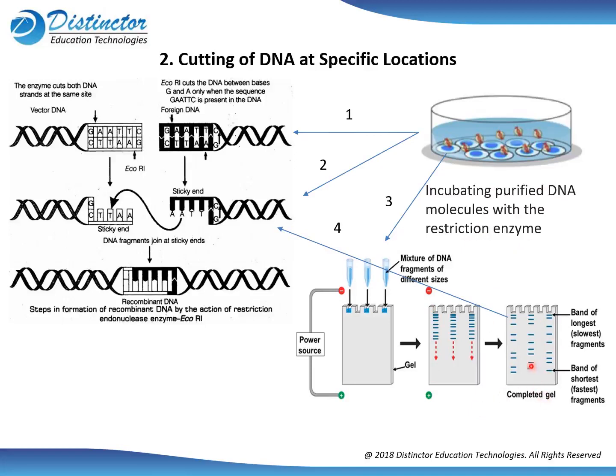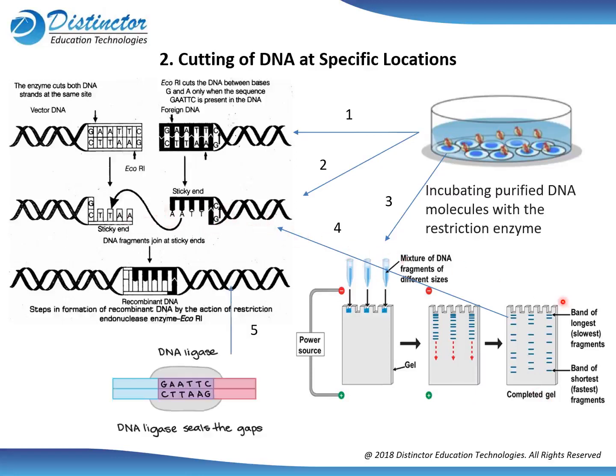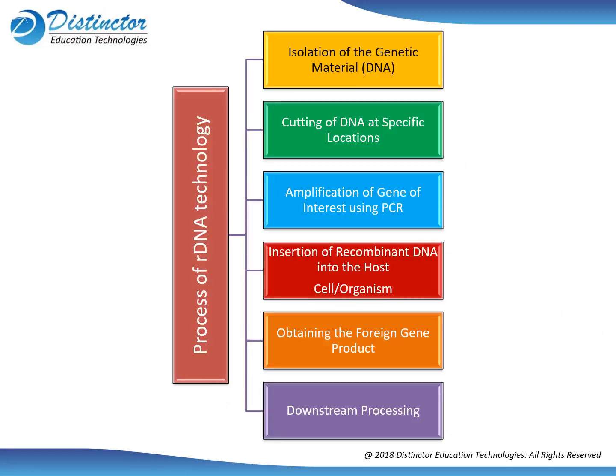In this gel electrophoresis we can see the fragments produced by the restriction enzymes. Then with the help of DNA ligase we can seal the gaps seen in the DNA, or seal them with the plasmids. Next we move on to the amplification of the gene of interest using a PCR machine.